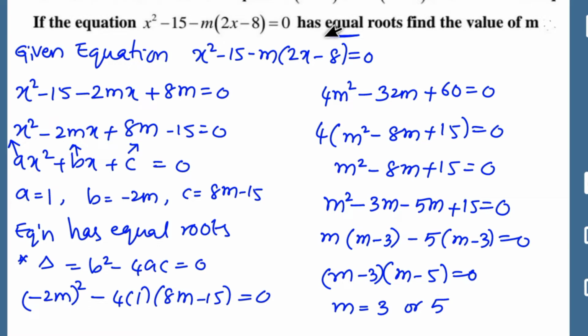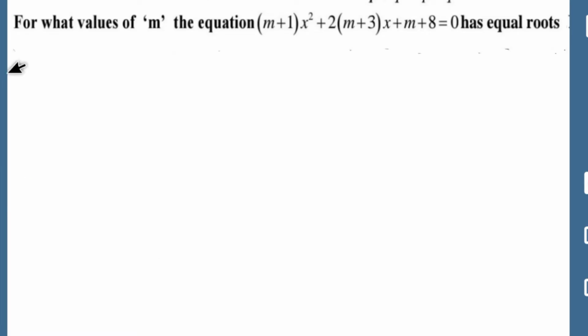First, what to do? First convert into standard form. If roots are equal, discriminant delta b square minus 4ac equals to 0. Next question. Same question. For what values of m the equation has equal roots?